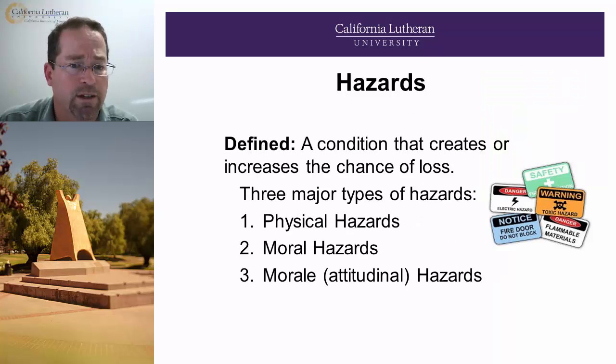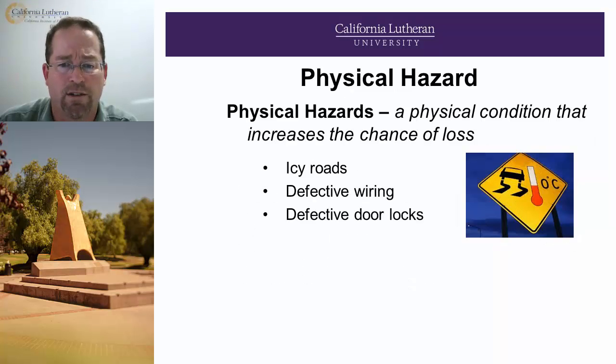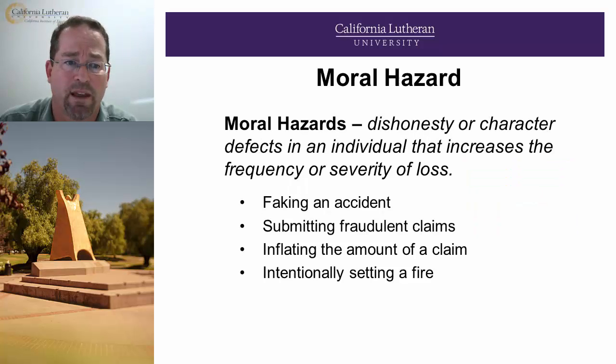We define a hazard as a condition that creates or increases the chance of loss. Three major types of hazards: physical hazards, moral hazards, and morale or attitudinal hazards. A physical hazard is a physical condition that increases the chances of loss. Icy roads, defective wiring, defective door locks, that would be three particular physical hazards.